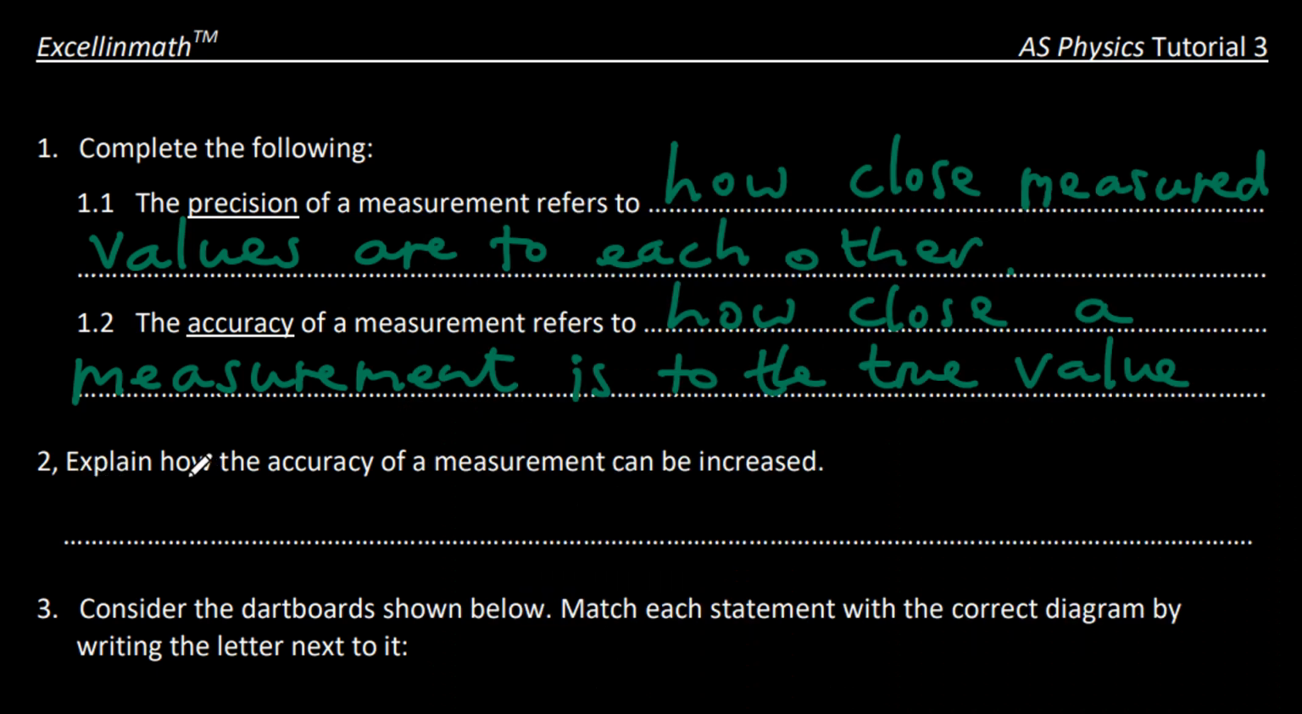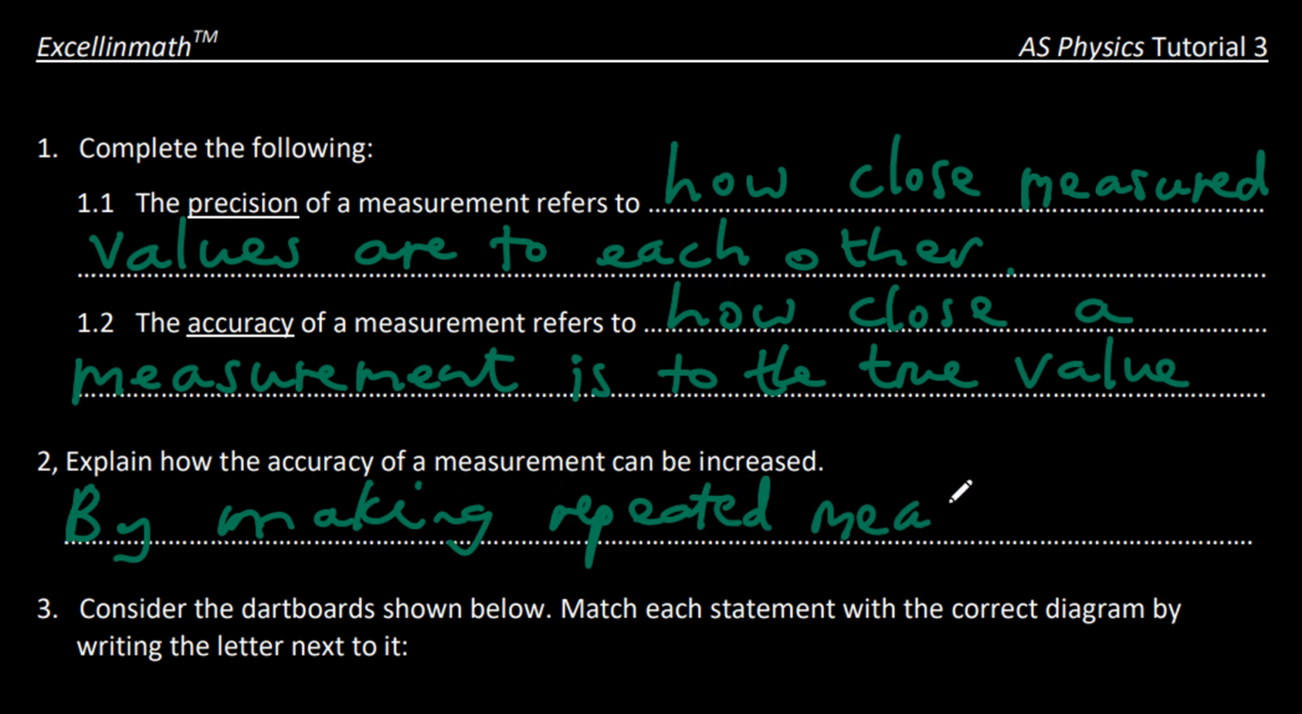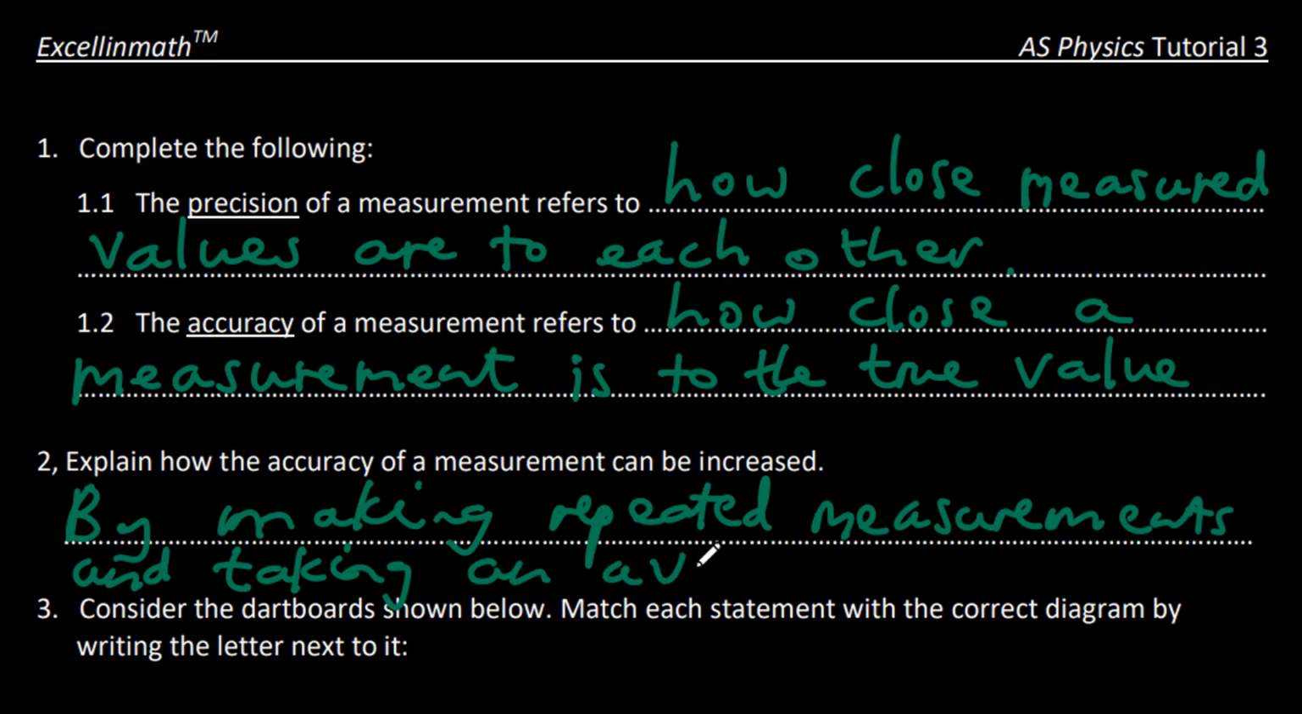Then in number 2, it says, explain how the accuracy of a measurement can be increased. In other words, how can we get a measurement to be closer to the true value? We can do this by making repeated measurements and then taking an average, or a mean value.